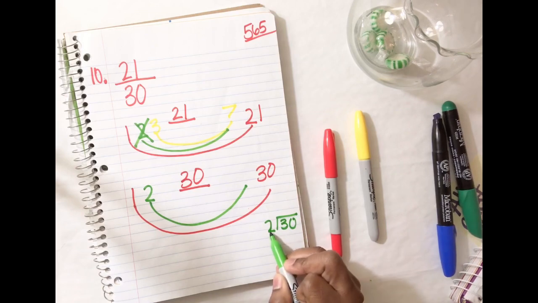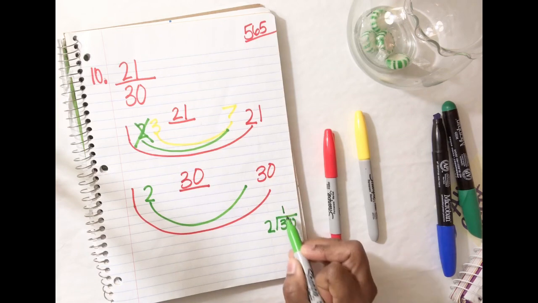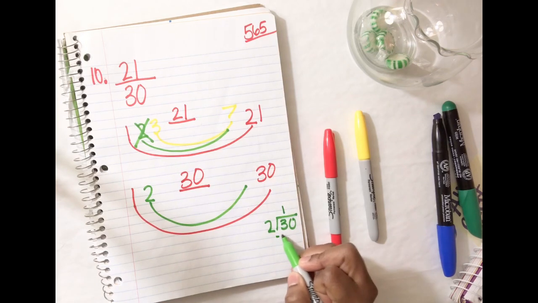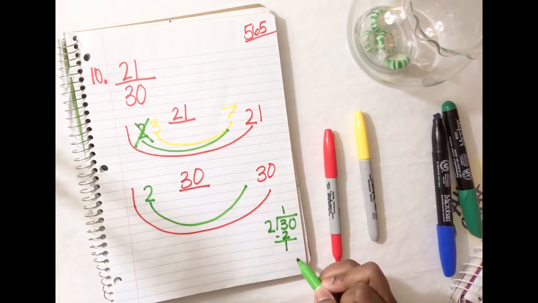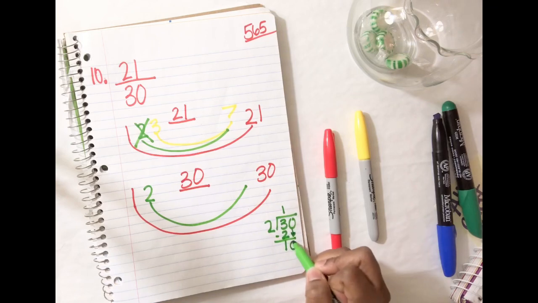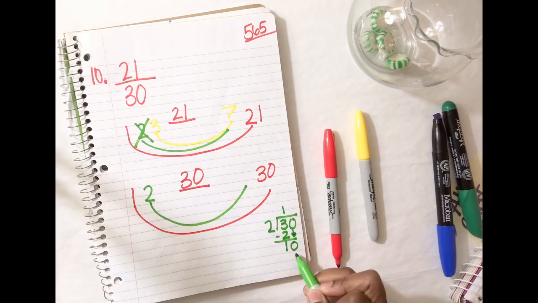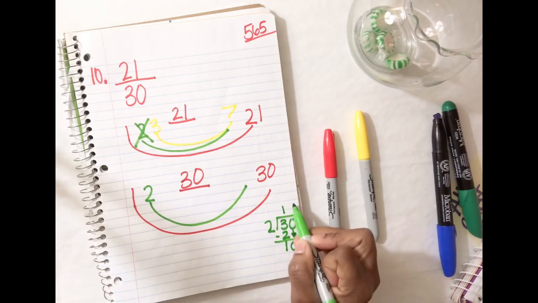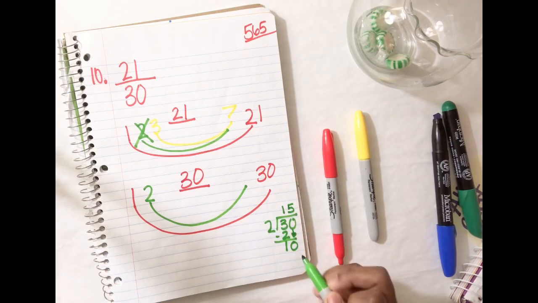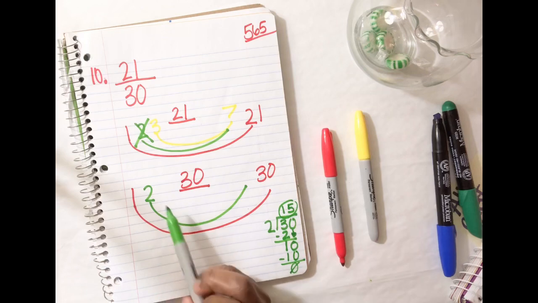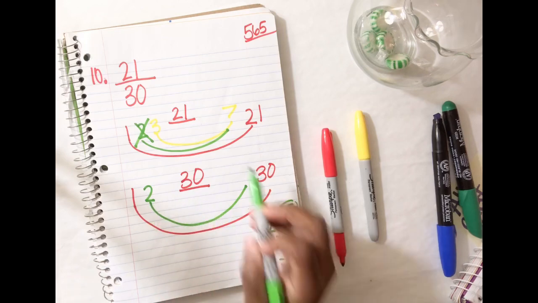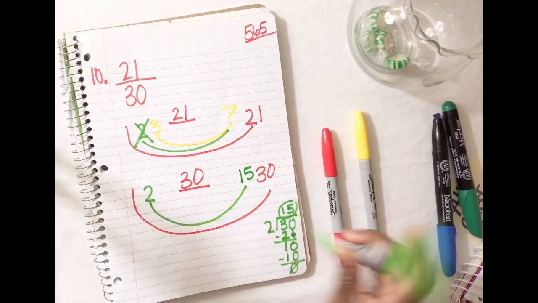Then you say, how many times does 2 go into 3? Once. 1 times 2 is 2. 3 minus 2 is 1. Now bring down the 0. How many times does 2 go into 10? 5. 5 times 2 is 10. Subtract them, left with 0. So that means when we say, what number can we multiply times 2 to get to 30? We just figured out it's 15.